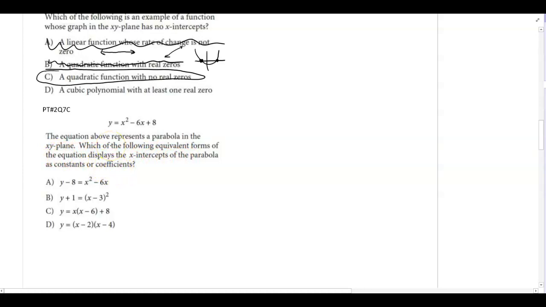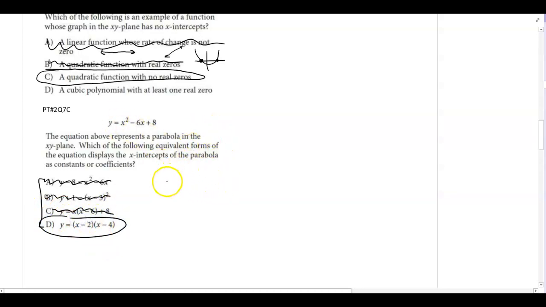So here's the thing, guys. When you look at this equation, which one can you identify the x-intercepts with right away, right? You cannot get that right away from this one, or this one. So you know it has to be that. But how do they get that?